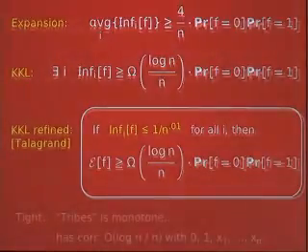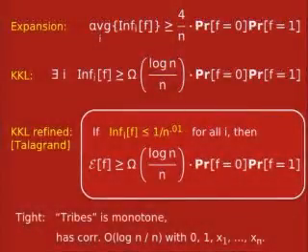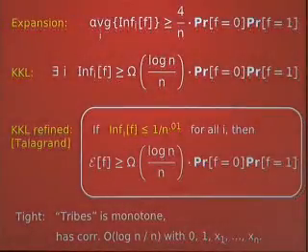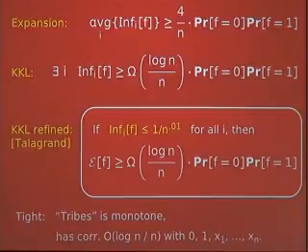I should also mention that the KKL and this theorem as well are also known to be sharp, even for a monotone function. This function introduced by Ben-Or and Linial in '86, called tribes, has the property that its correlation with all of these n plus 1 functions is log n over n. Okay, so all of the influences are log n over n.